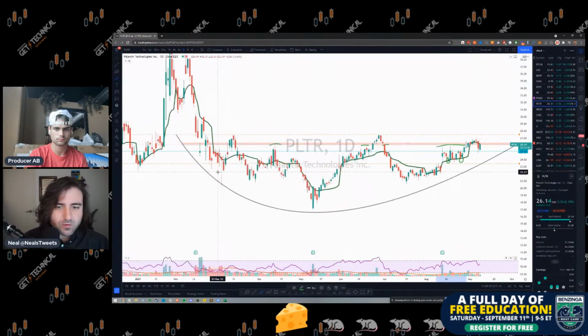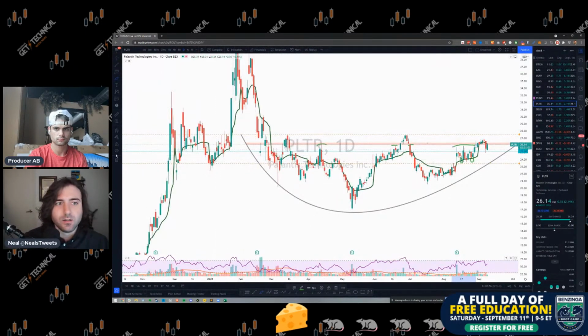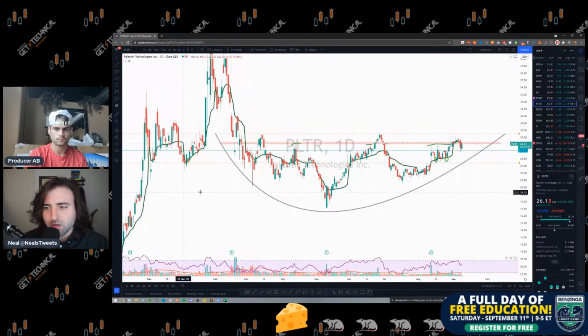And if you don't have your levels marked up, screen cap this. If you like Palantir and you'd like a little help discovering the levels of support, resistance, and that sort of thing, go ahead and just do a little screen cap. And then you can print it out on your printer.